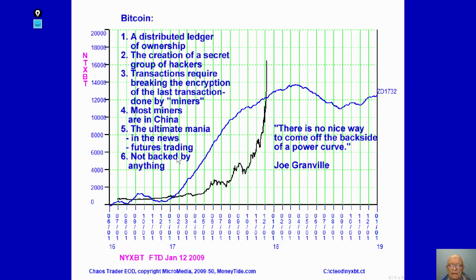No one knows who is behind Bitcoin. Would you buy a car with a warranty from a secret organization? I wouldn't. So there's a technical analyst many years ago called Joe Granville. And when he identified power curves, he reminded people that there is no nice way to come off the backside of a curve.